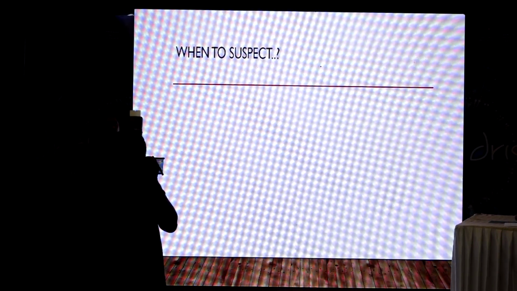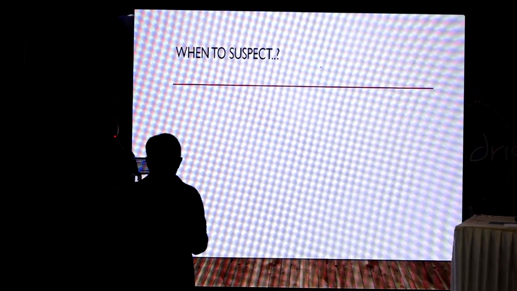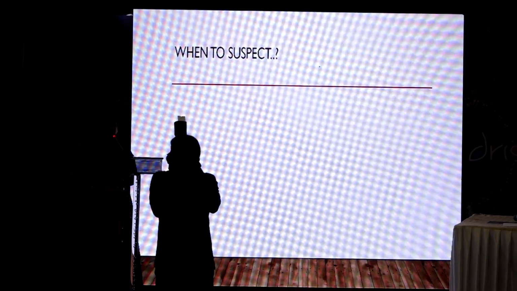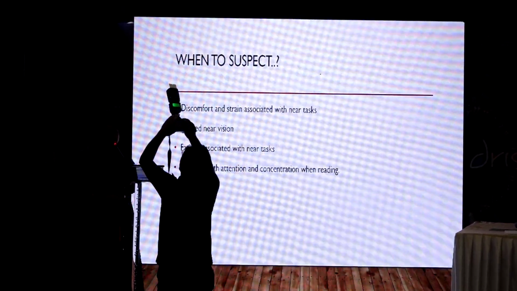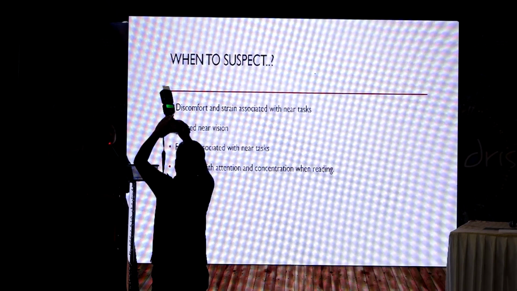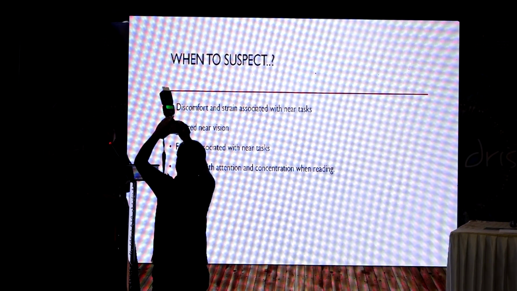So which are the patients in whom we have to suspect disorders of accommodation? We suspect such conditions in patients with no significant refractive error and no significant phoria, but presenting with complaints of eye strain, including discomfort and strain associated with near task, blurred near vision, fatigue associated with near task, and difficulty with attention and concentration while reading.